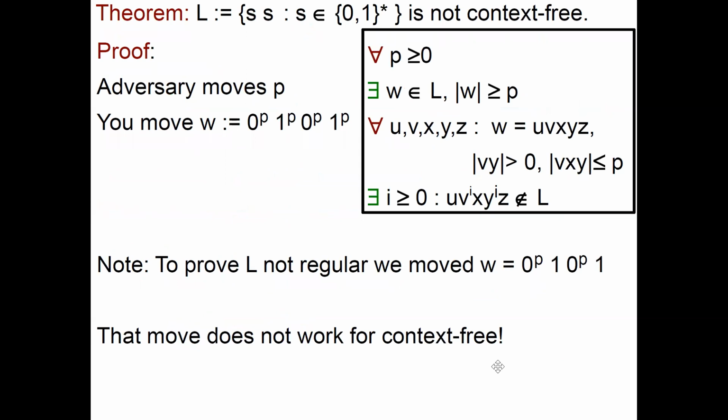Okay, let's now do an example, the language SS, where S is a binary string. The adversary moves p, and with the benefit of hindsight, we're going to pick the string 0 to the p, 1 to the p, 0 to the p, 1 to the p. Note, when we did the proof to show that this thing is not regular, we actually picked 0 to the p, 1, 0 to the p, 1. But that move will not work for context-free languages. So we need a different move, and the move that we make is this one. We'll see in a second why the move works.